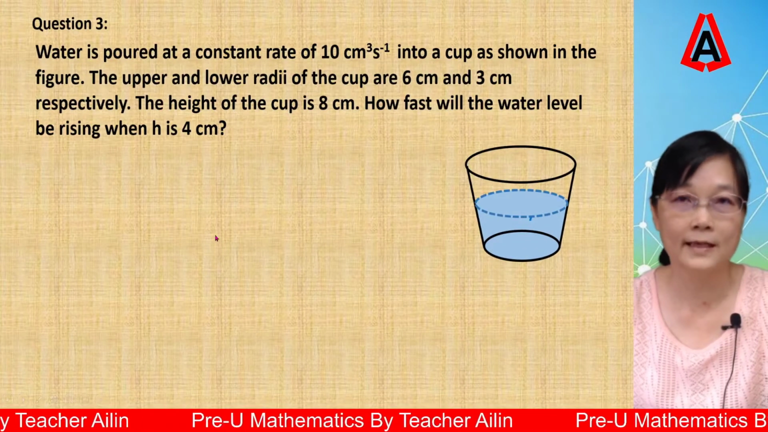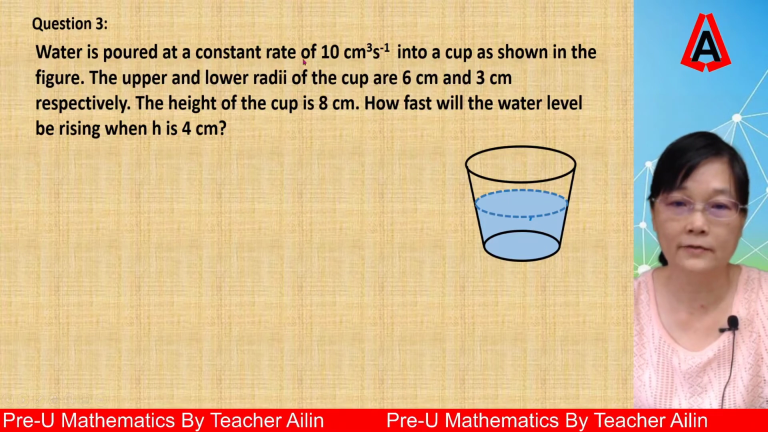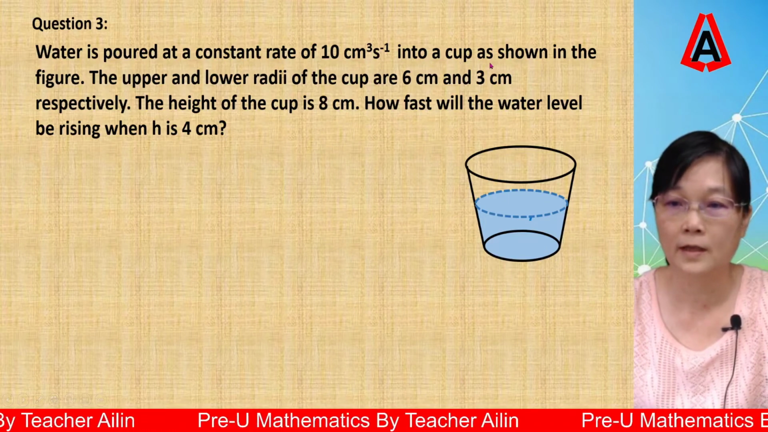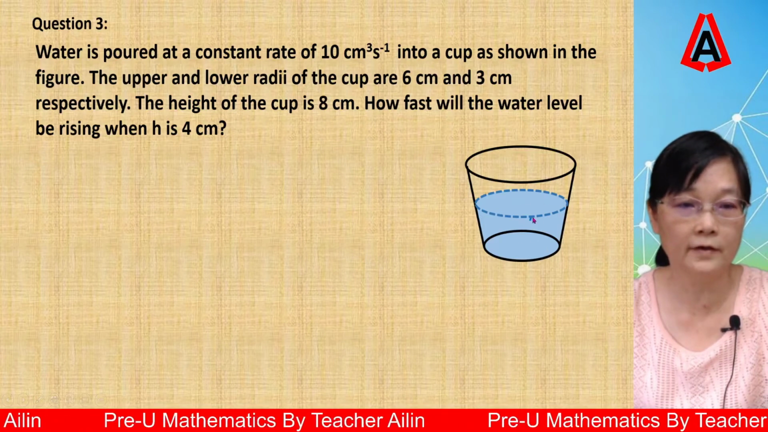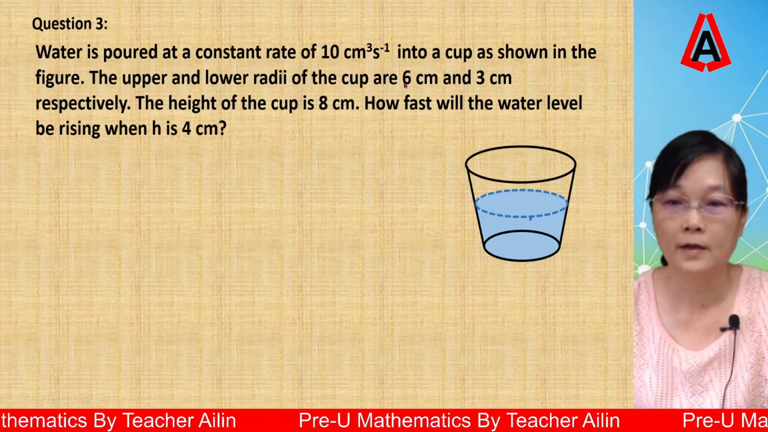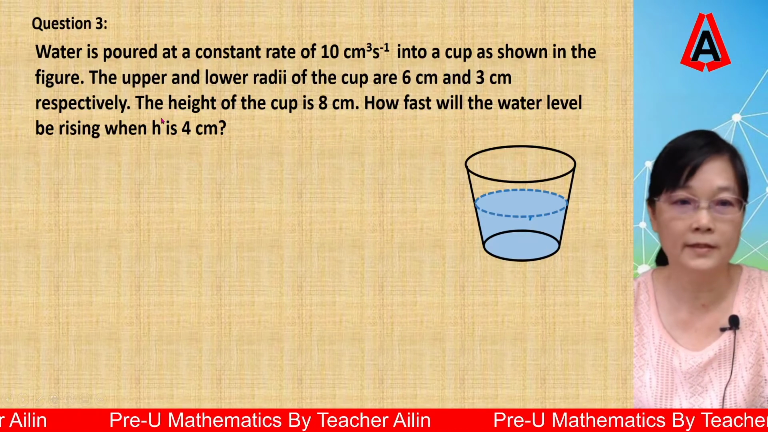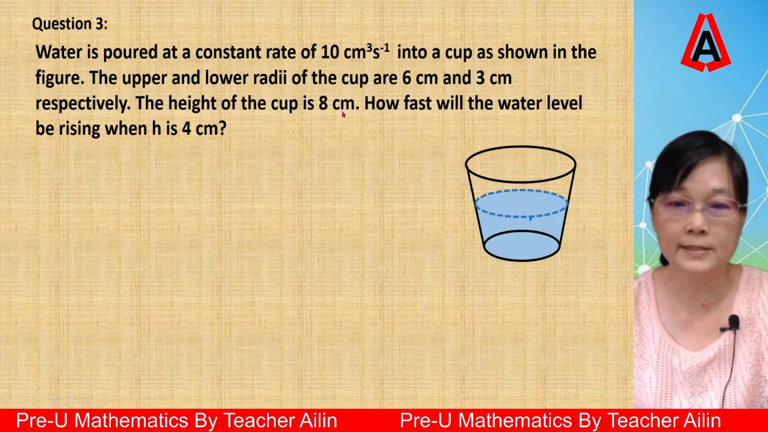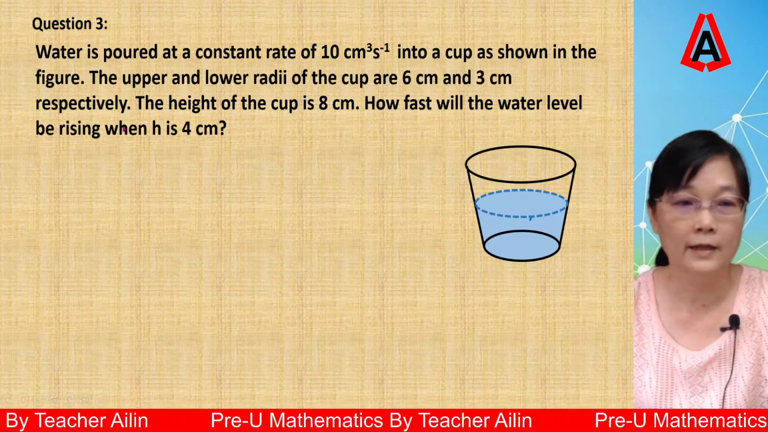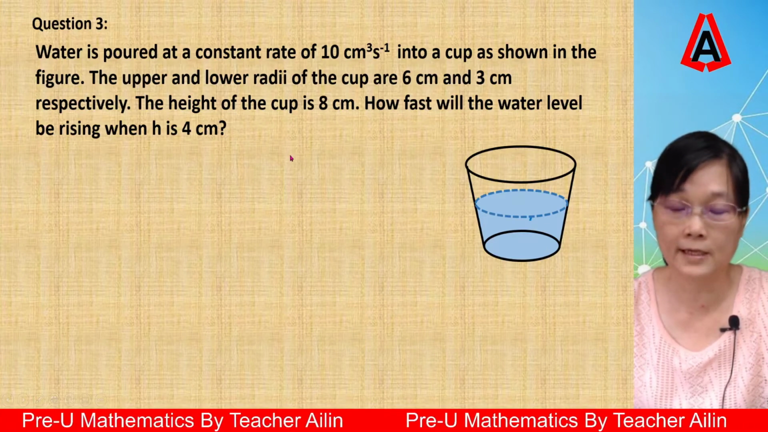Now the next example. Water is poured at a constant rate of 10 cm cubed per second into a cup as shown in the figure. The upper and lower radii of the cup are 6 cm and 3 cm respectively. The height of the cup is 8 cm. How fast will the water level be rising when h is 4 cm?